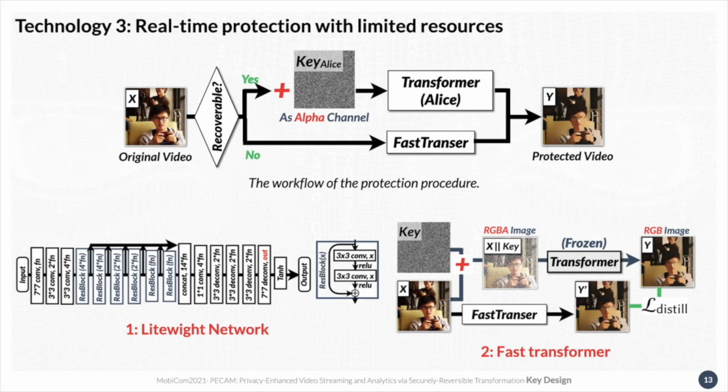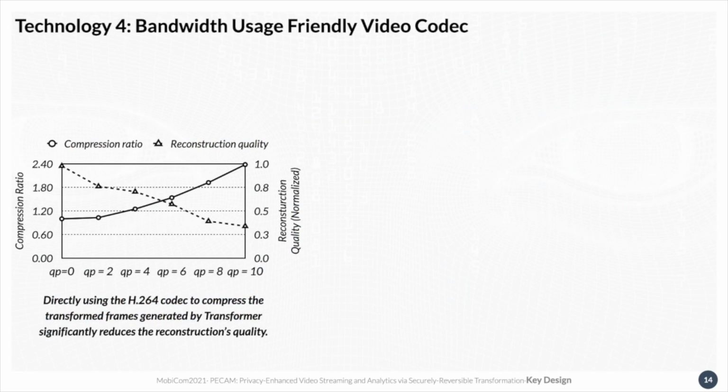If it needs to be reconstructed, the current frame is handed over to the transformer to perform protection. If it does not need to be reconstructed, the system will forward the current frame to the Fast Transfer distilled. Through the alternating work of these two networks, the system can achieve real-time protection with limited resources. The fourth technology is how to encode the protected video, so that privacy-protected video takes up less bandwidth.